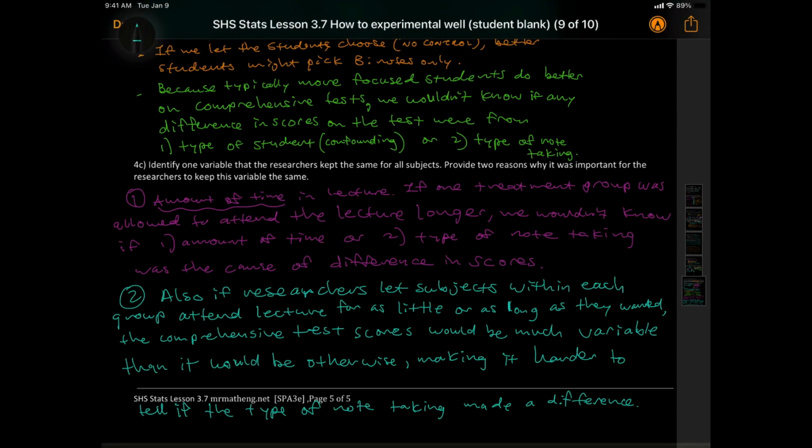A second reason why it is important to keep the variables the same is, in blue there, also if researchers let subjects within each group attend lecture for as little or as long as they wanted, the comprehensive test scores would be much more variable, more spread out than it would otherwise, making it harder to tell if the type of note-taking made a difference. We wouldn't want it to be based on whether the experimental units, the students, had longer or little time.